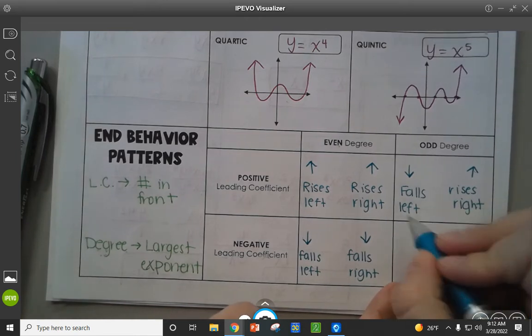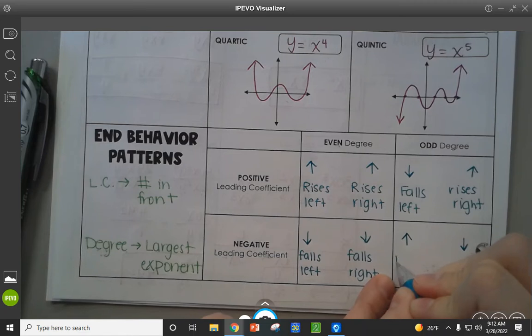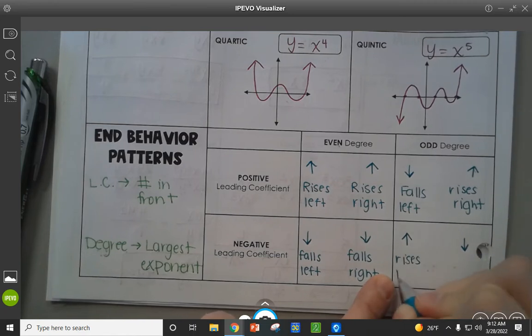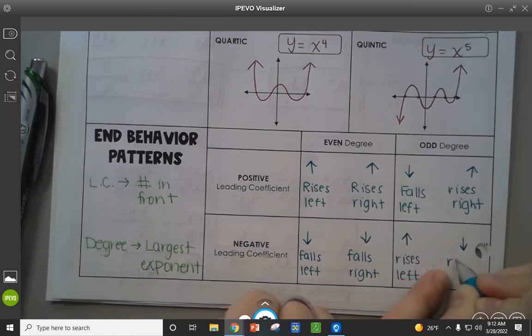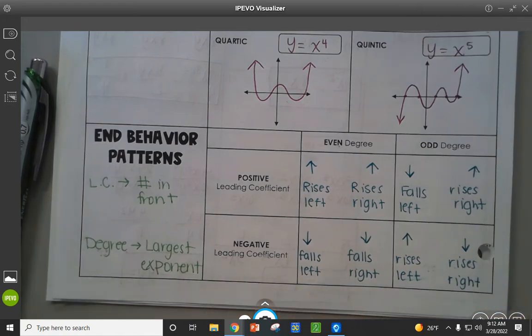And this last one, we would have up and then down. So it rises left, rises right. Yes. Thank you.